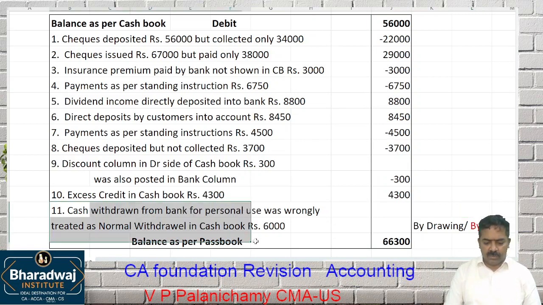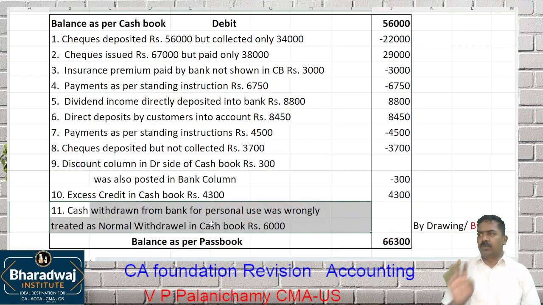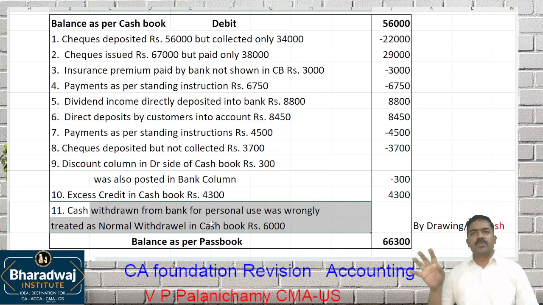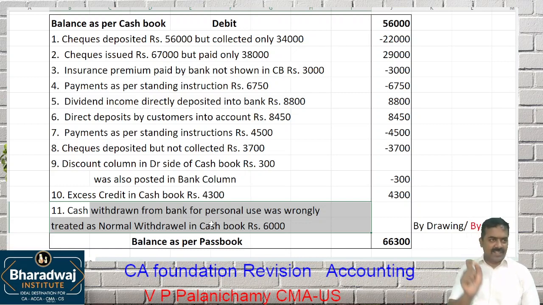I repeat for the 11th one. In the cash book also it is entered, in the passbook also it is entered, in the bank column. So no reconciliation. Instead of by drawings, I put it as by cash. That's the only error.